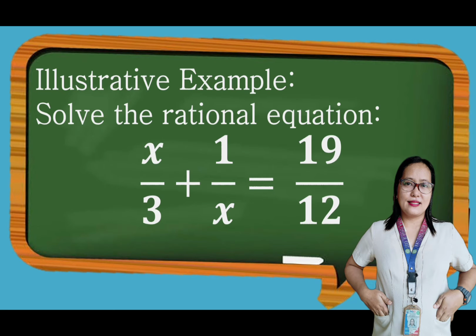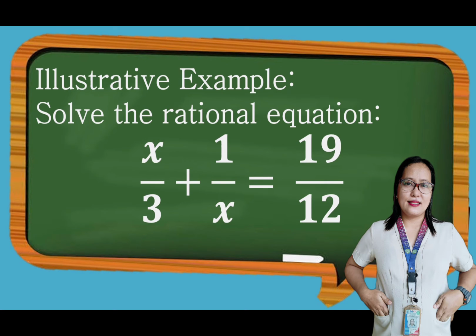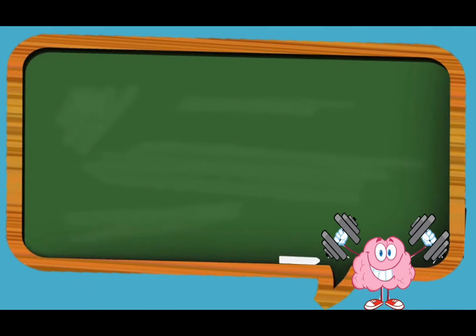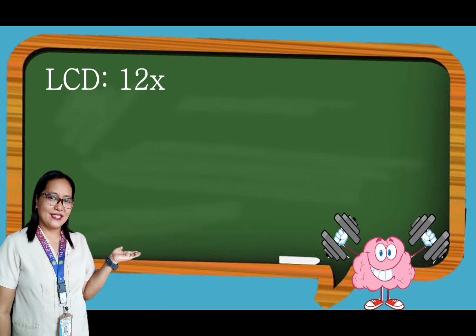First example, solve the rational equation x over 3 plus 1 over x equals 19 over 12. What will be the first step? Need to find the LCM. What will be the LCM of 3x and 12? The LCD is 12x. So we have x over 3 plus 1 over x equals 19 over 12.